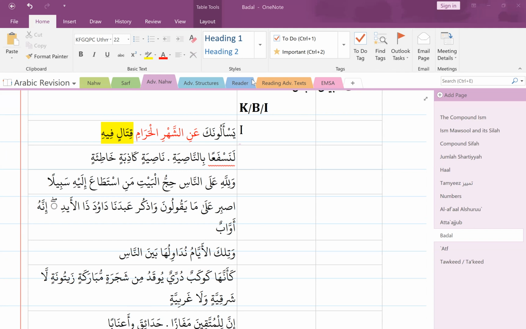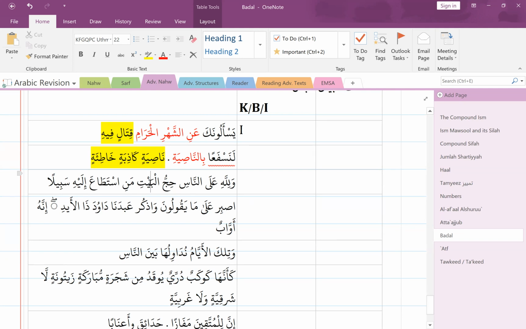Assalamu alaikum warahmatullah. Actually, ناسية كاذبة خاطئة. So I think ناسية is the mubdal minhu, and ناسية كاذبة خاطئة should be the badal. Yes. But what kind of a badal? That's the golden question.